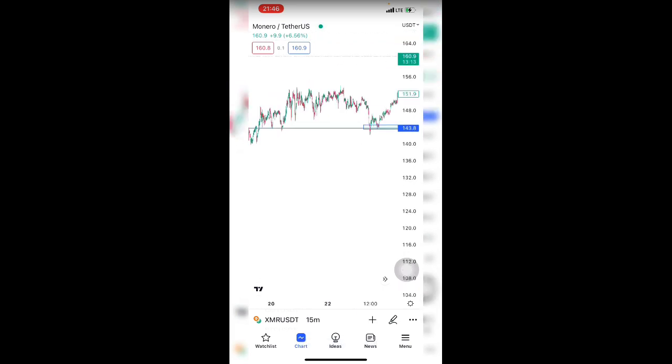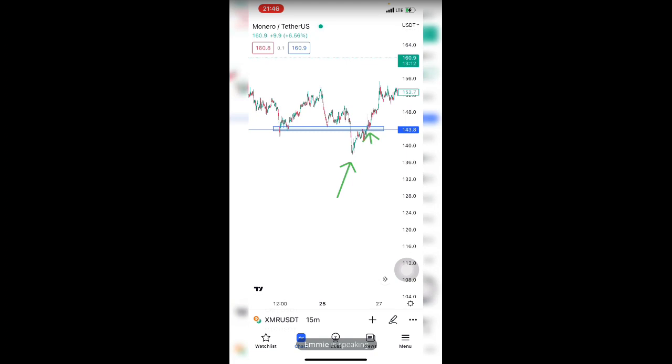So if resistance is broken, it turns to what? To support. Once support is broken, it turns to resistance. So that's that about that.